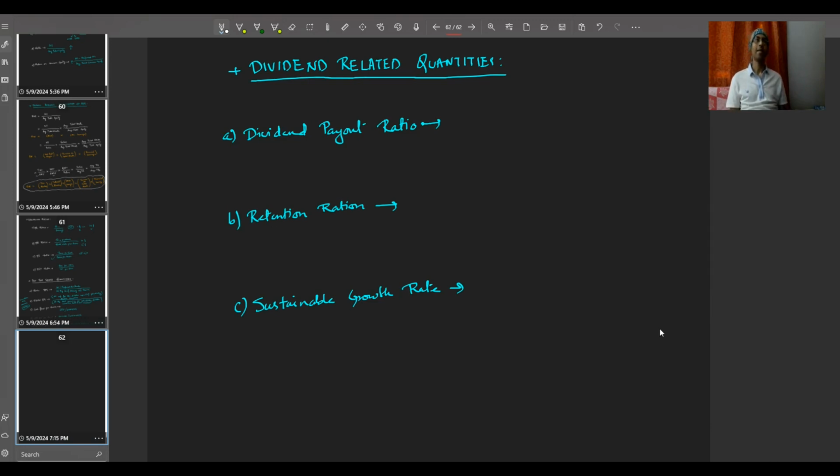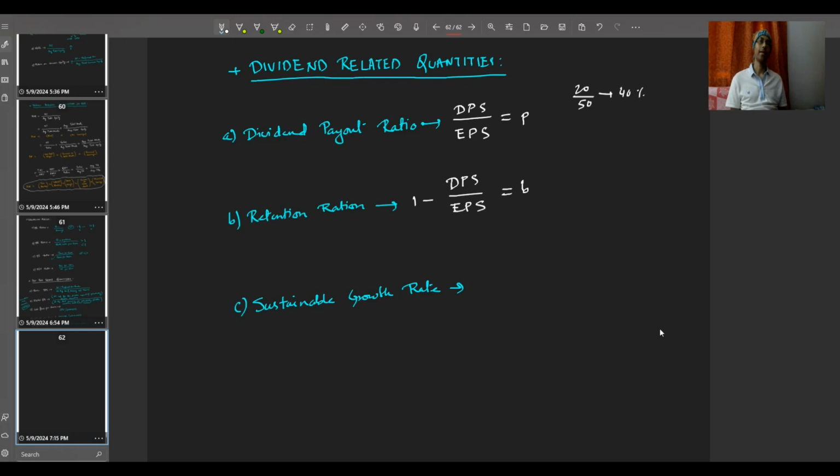So let's say a company earns 50 rupees per share and it releases dividends of 20 rupees per share. Now the dividend payout ratio is 20 by 50, which is 40%. So this is dividends per share divided by earnings per share. Retention ratio is basically the reverse of it. Retention means what you are not paying off as dividends, what you are retaining. So this is 1 minus dividend payout ratio. This is sometimes denoted as B, and this is payout ratio P, and this is retention ratio, which is denoted by B.